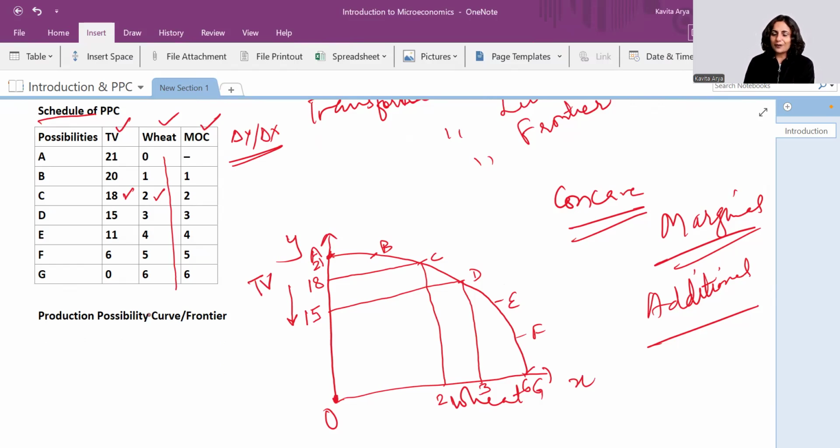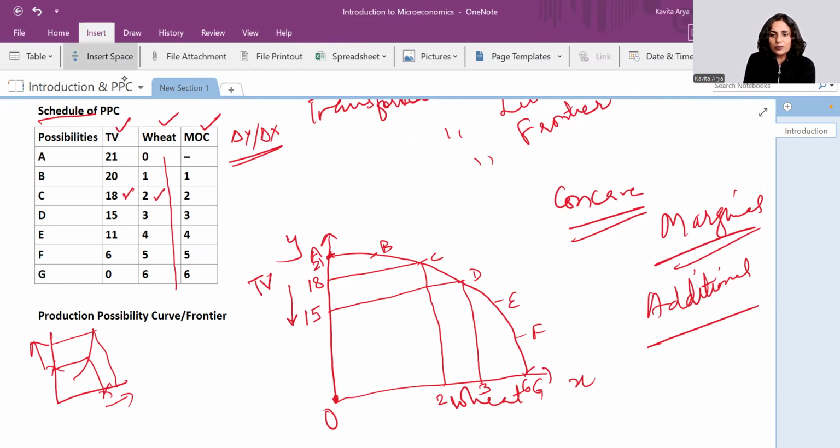Because it's a downward sloping curve, and in these microeconomics topics, we have all the curves in a downward sloping manner. Had our curve been upward, we would have simply talked about change in y with respect to change in x, because y would also be gaining and x would also be gaining. So that's why the standard formula is change in y with respect to change in x.